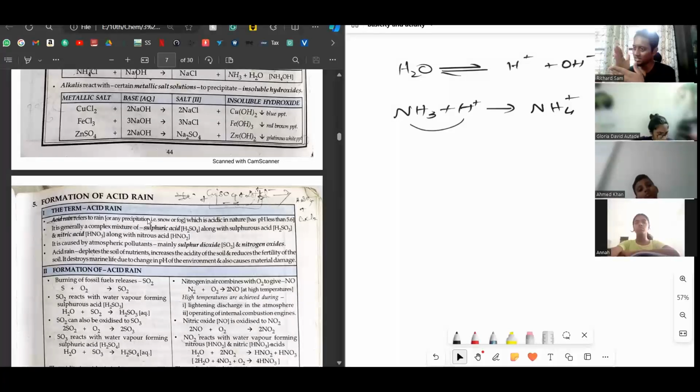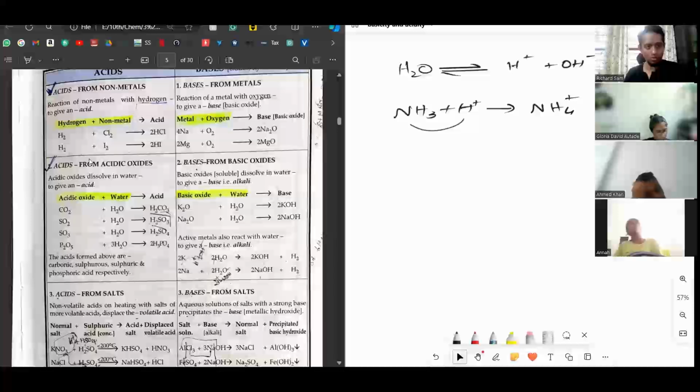So if the pH is 6, it means it's slightly acidic. 5, more acidic. 4, more acidic. So 1 will be the most acidic. And base is also the same way on the opposite. 7 is neutral. 8, 9, 10, 11, 12, 13, 14. 14 is the most basic.